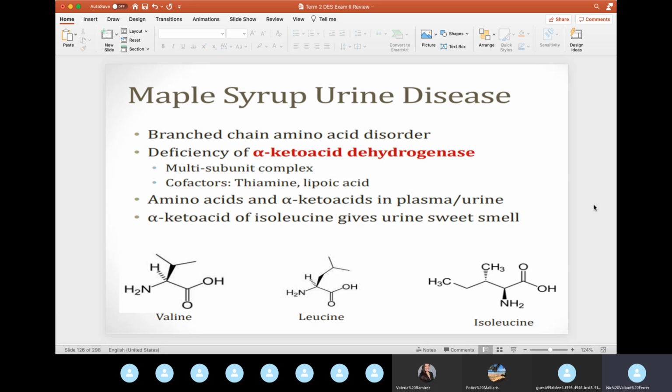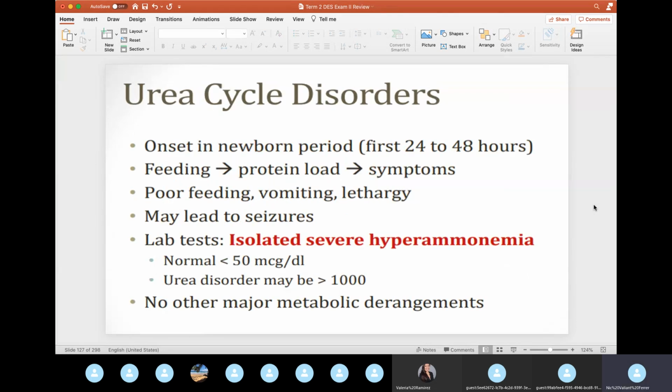They're going to tell you in the vignette. Why? Because of the isoleucine. The isoleucine, which is an alpha keto acid, gives the urine the sweet smell. So what amino acids cannot be given in someone who has maple syrup urine disease? Isoleucine, leucine, and valine. Excellent. So you have I love Vermont, right? Isoleucine, leucine, and valine.